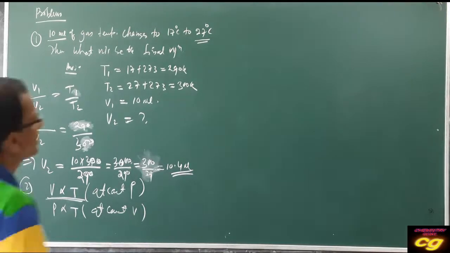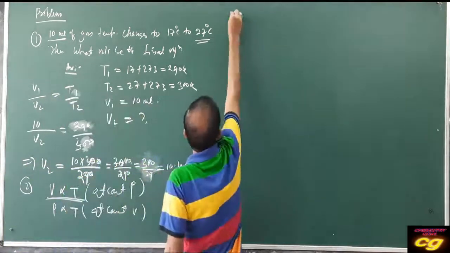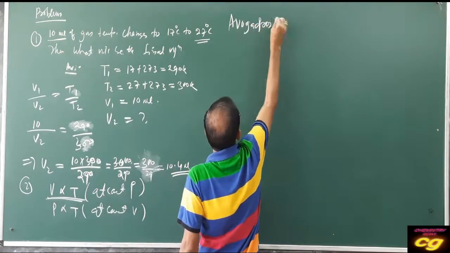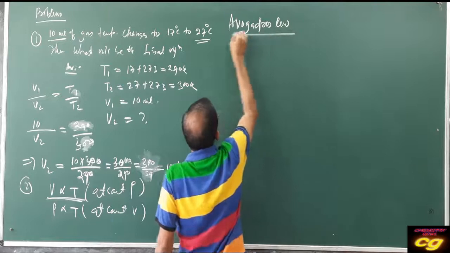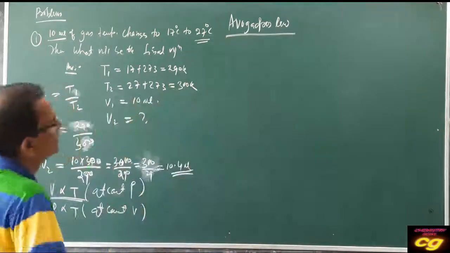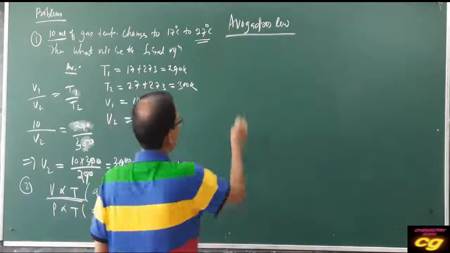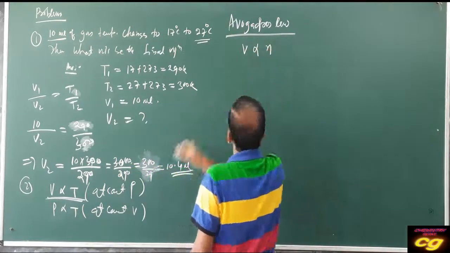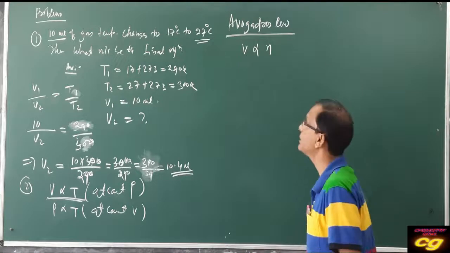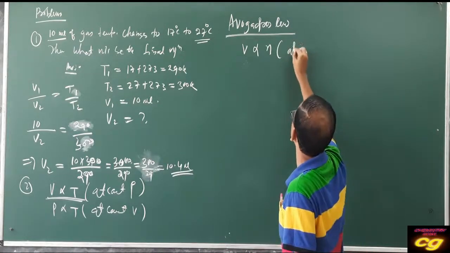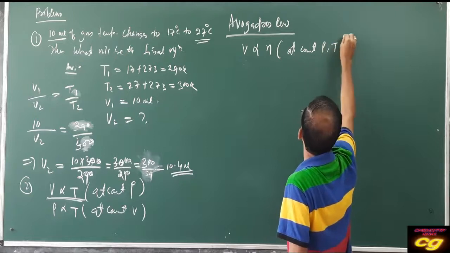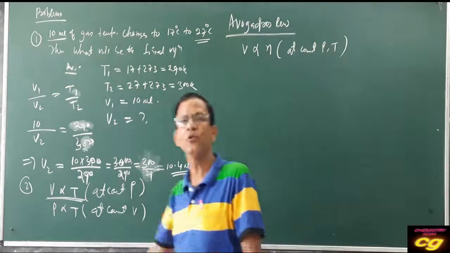Then what is Avogadro's law? According to Avogadro, the volume of a given mass of gas is directly proportional to the number of particles, number of molecules, number of atoms. But the condition is at constant P and T. Both P and T should be constant.